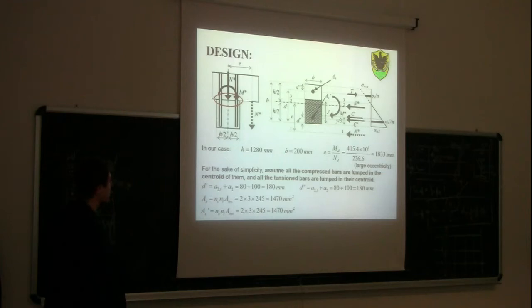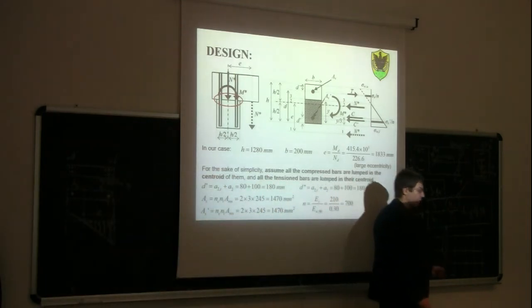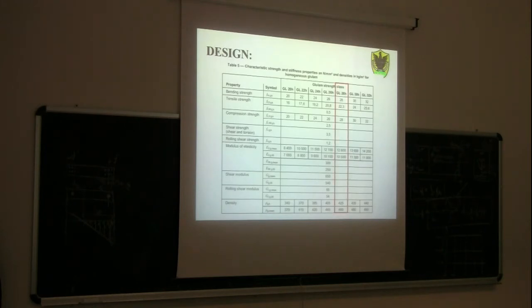Now we calculate n: ES divided by E_W90, 700. As you can see, the modular ratio is not like 6, 7, or 8 like for endoscopy. This time we're talking about 700, because there is a huge difference between the Young modulus of steel and the Young modulus of the wood perpendicular to the grain. This is the Young modulus of glulam perpendicular to the grain, 300 megapascal.